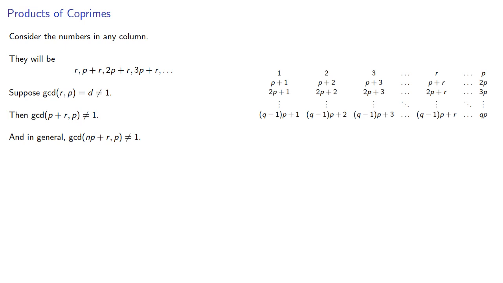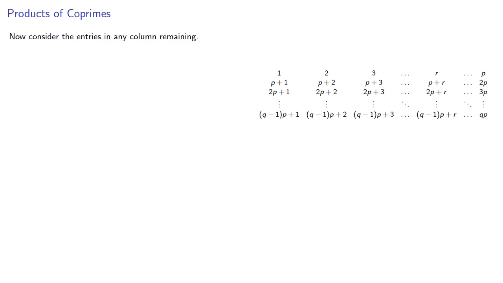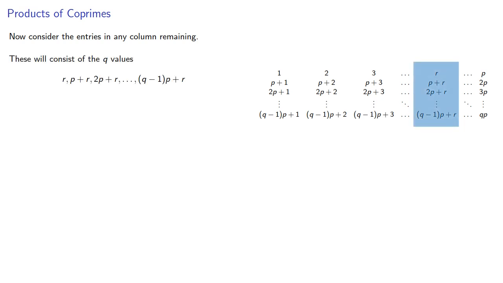And what this means is that all entries in any column whose top number is not relatively prime to p are also not relatively prime to p. So they definitely won't be relatively prime to pq, and we can ignore them. This leaves phi of p columns. Now consider the entries in any column remaining. These will consist of the q values r, p plus r, 2p plus r, and so on.